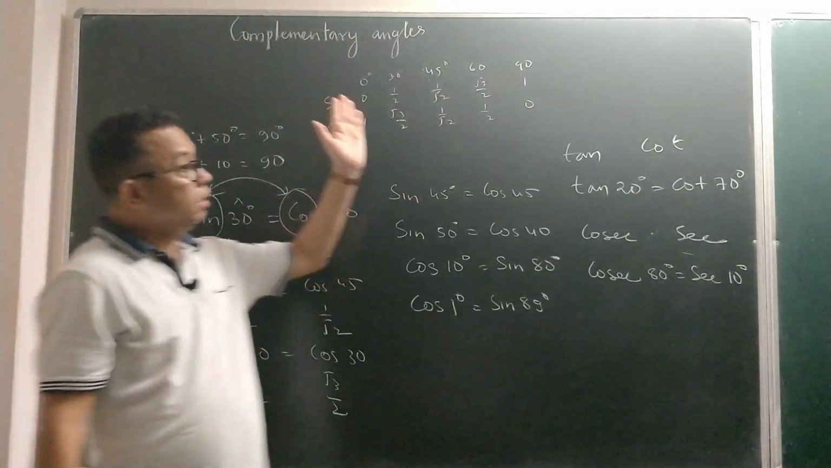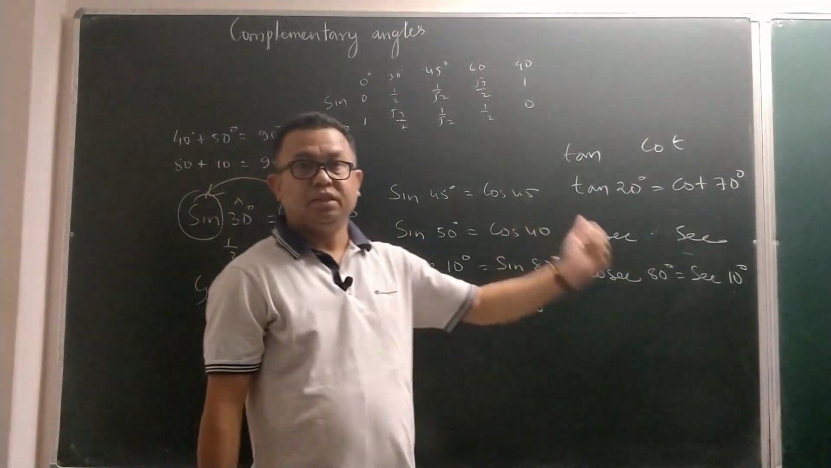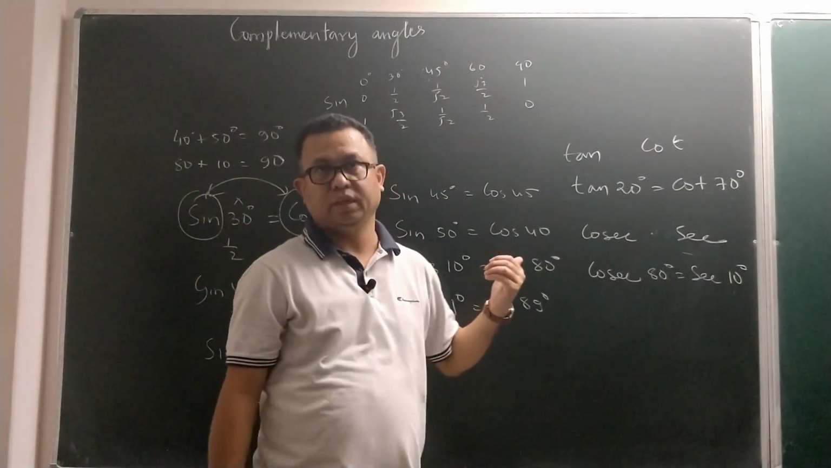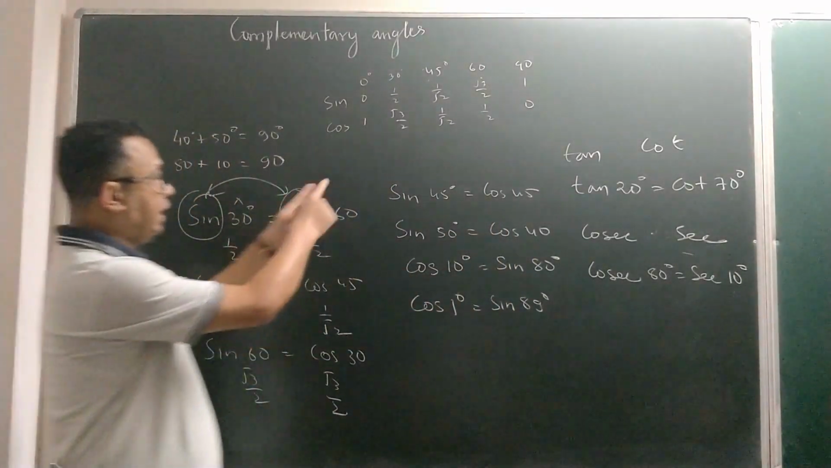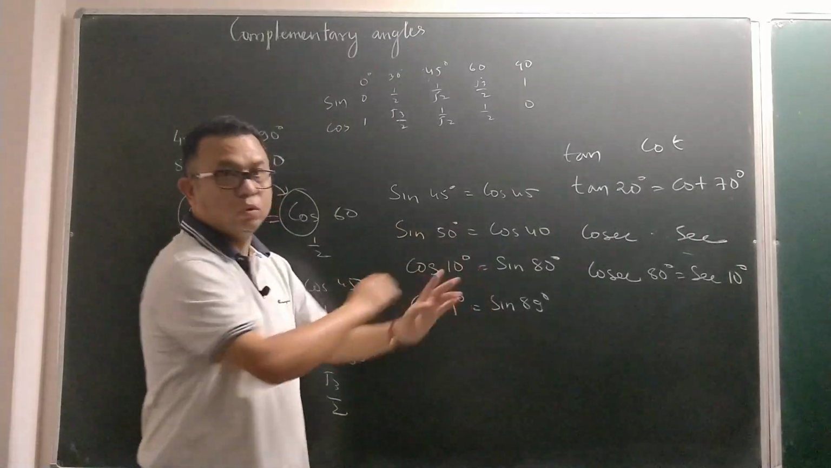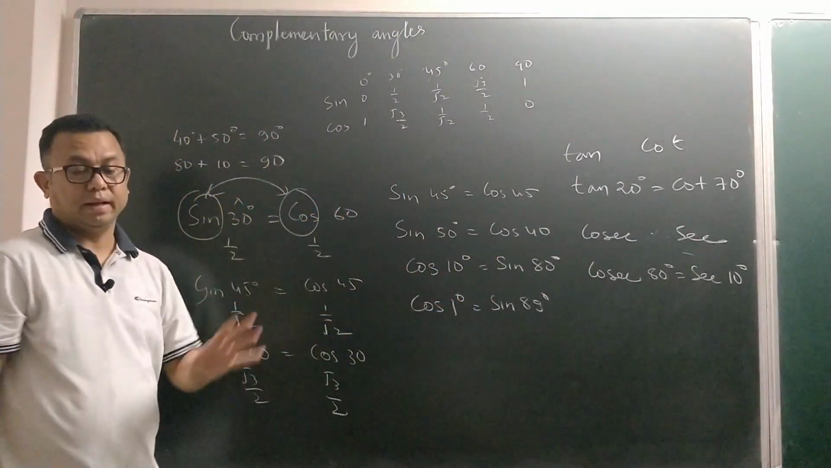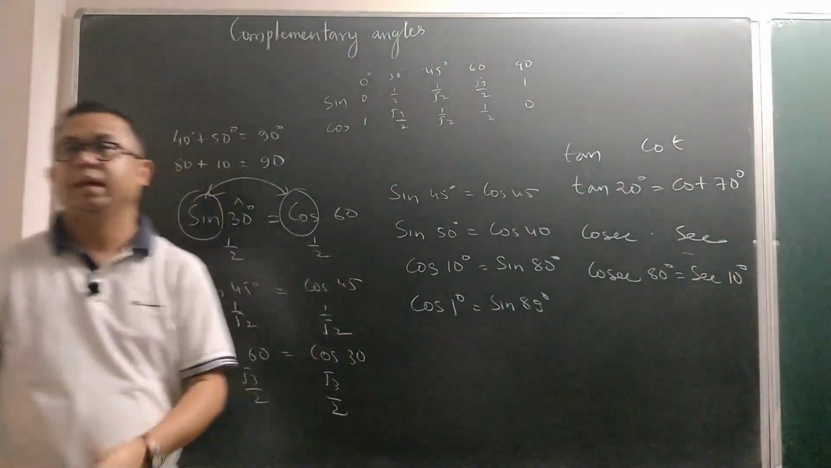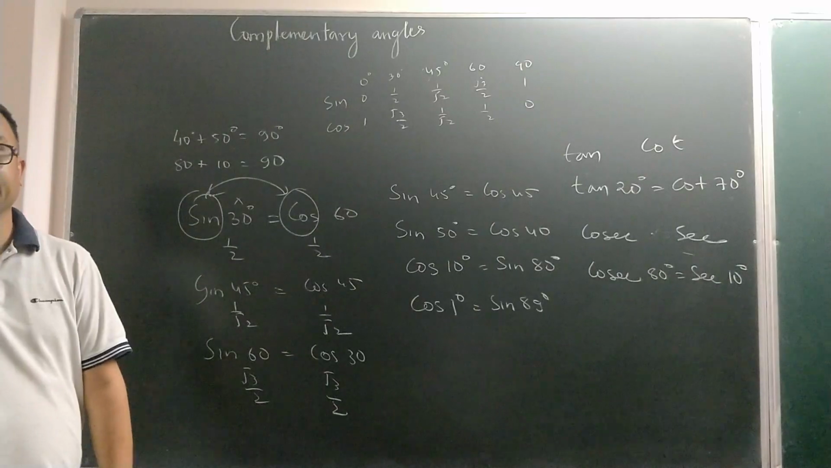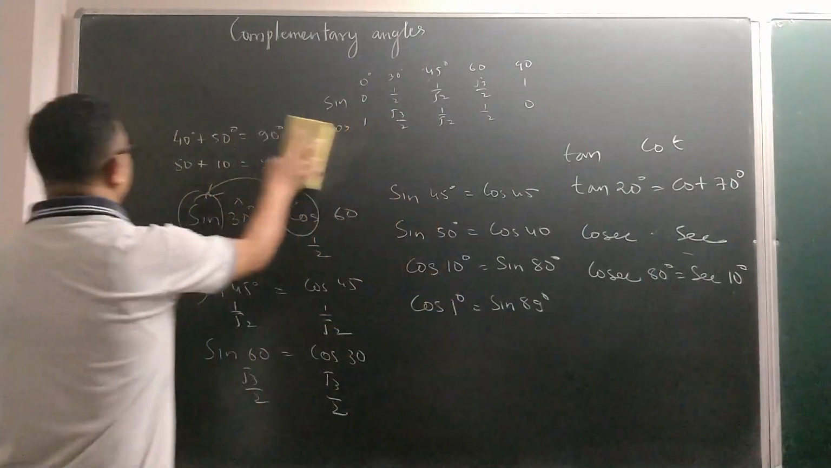Tan can be changed to cot, cot can be changed to tan. And similarly cosec can be changed into sec, and sec can be changed to cosec. You cannot mix sine with tan, or sine with cosec. Again, it is sine with cos, tan with cot, and cosec with sec. Alright, what you have learned just now, let me give you in the form of a formula.